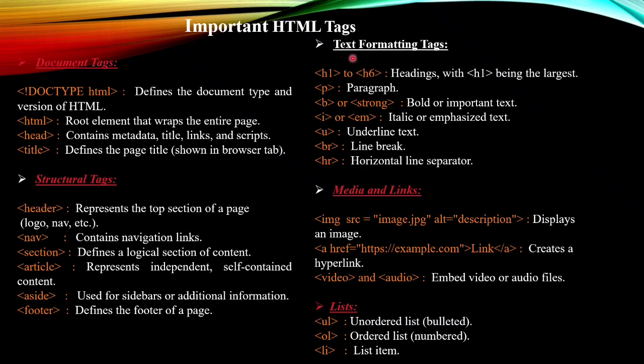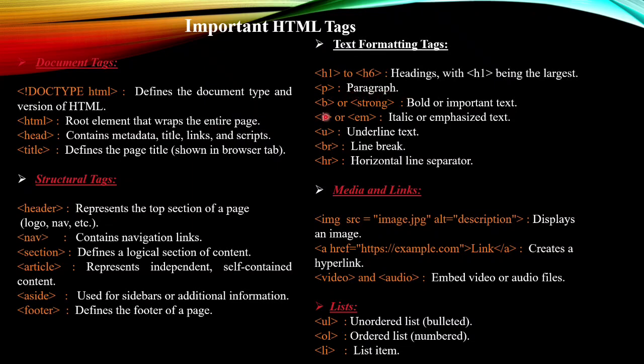Next are text formatting tags. Those are H1 to H6. These are called heading tags. H1 is the largest, whereas H6 is the smallest heading. Next is the P tag. P tag is a paragraph tag which is used to write the paragraphs in your web pages.